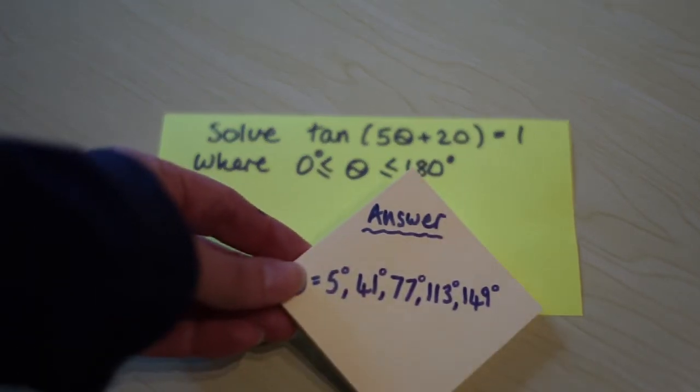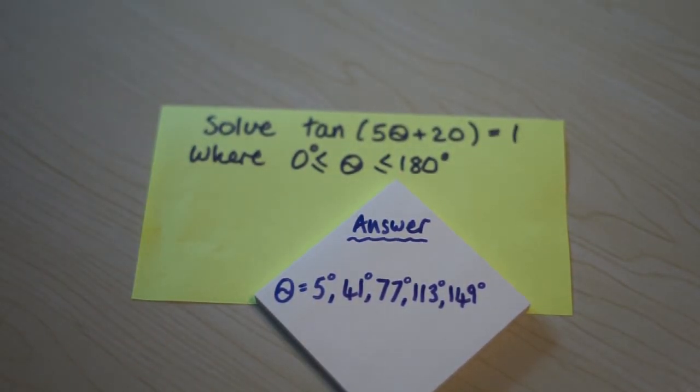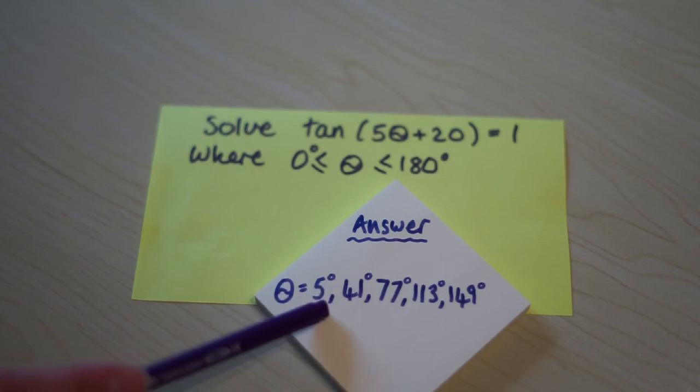And here's the answer. You should have generated 5 theta plus 20 to be 45 and 225 initially, and then at this point extended those answers to include 405, 585 and 765, either using the CAST diagram or the tan graph. You should then have taken 20 away from each answer and divided by 5 to get theta, and you will have arrived at these answers.